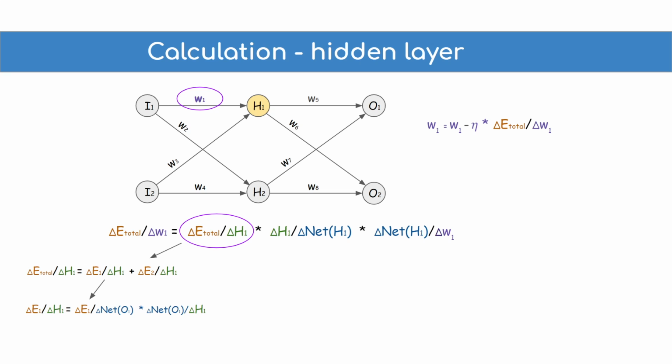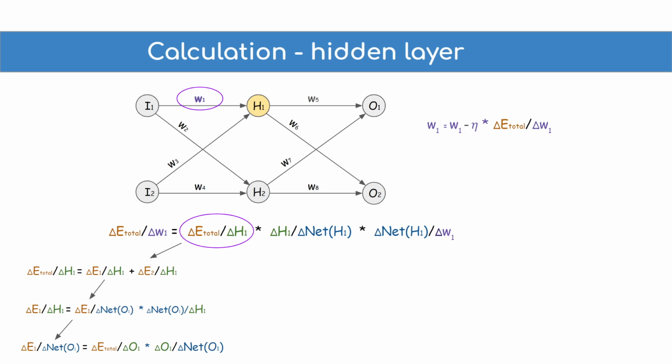Okay, so change of error 1 with respect to change of H1 value. Following the chaining rule from Leibniz, we are using delta E1 with respect to delta net value of O1 times net value of O1 with respect to delta H1. So it nicely reduces, but we still don't know how to calculate those two components. So now let's break down the first one.